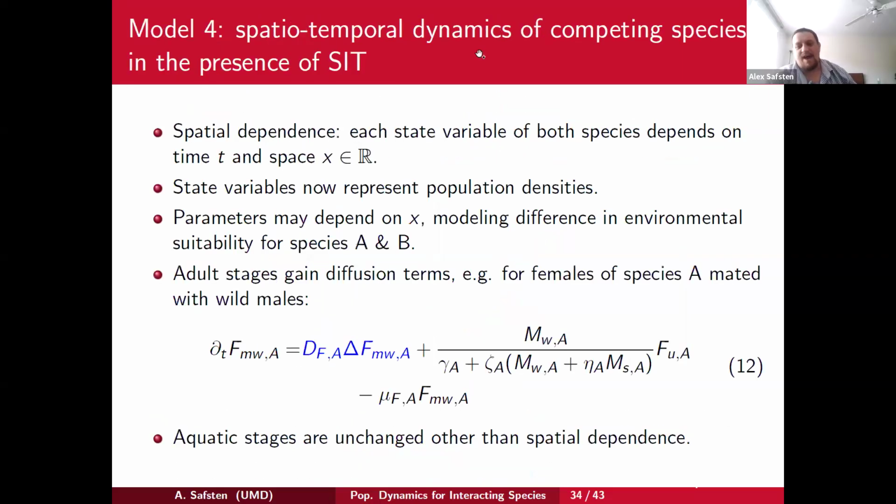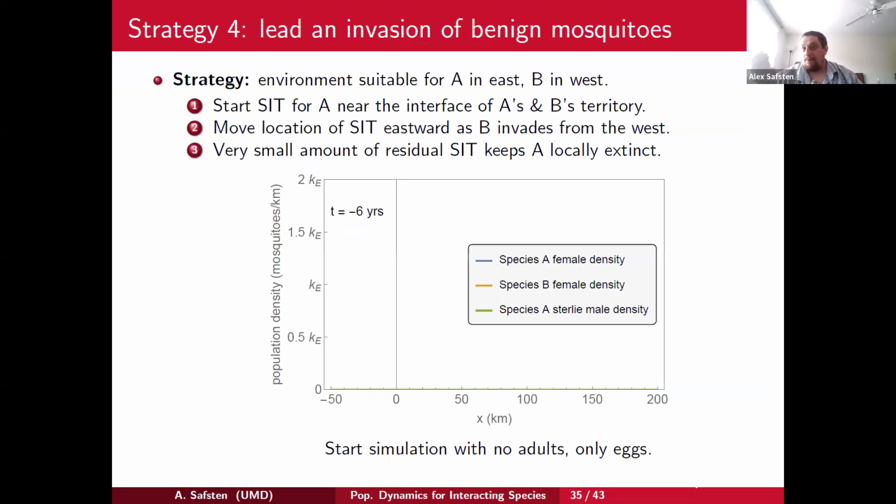So now we're going to add a diffusion term to each of the compartments in the model. Excuse me, only the adult compartments. The juvenile stages don't move around very much, so we'll just assume that they stay stationary. The adults will all diffuse at their own rates, and they will still compete between the two species. And here is the scenario that I modeled.